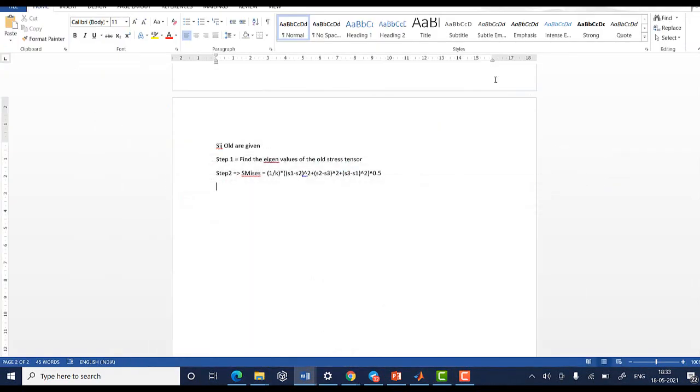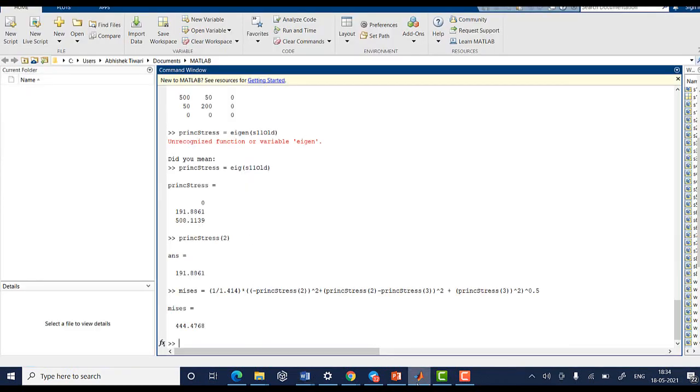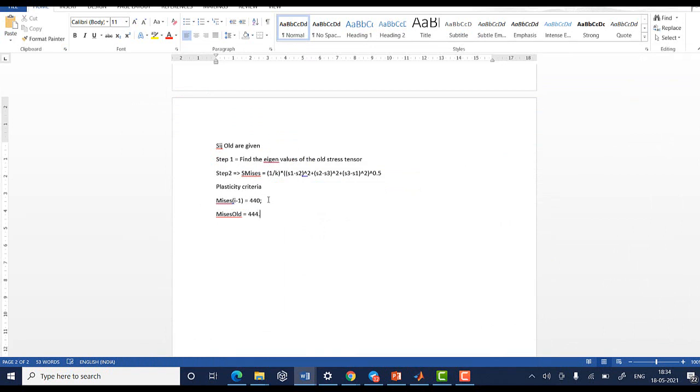So then I will just write the plasticity criteria. In computer code this would be commented, but it's not computer code. So here what I have to do is Mises old is equal to 440. It is the Mises in the one iteration before, so it is actually i minus 1, which is 440, and that was also the first yield point. Now Mises new is equal to 444.47. So it means we are in the plastic domain, right?